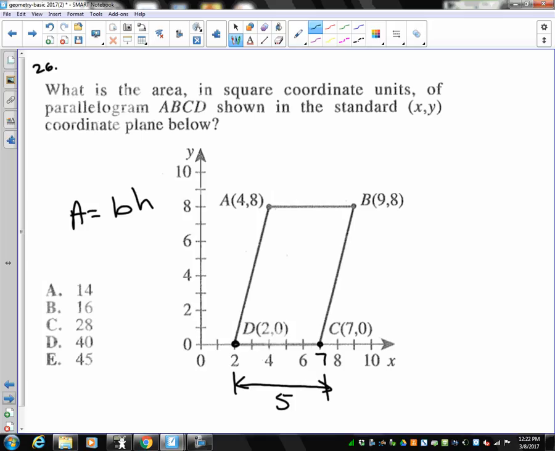Now the height is a little bit different here. Okay. So the height would be like the perpendicular distance from the x-axis. Okay. So the height would be like this. Okay. Kind of get that part. So really all you have to do is look along the y-axis. What would the height be? Going from here to here. How many units is that? 8. Okay. So base times height. 5 times 8 is 40. Okay. There again, that's where that program is really going to help you out.